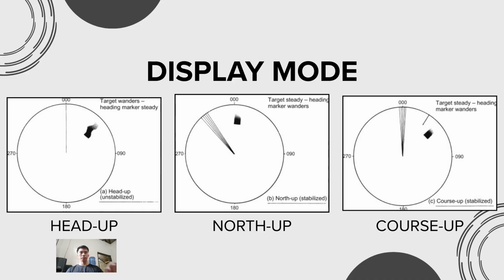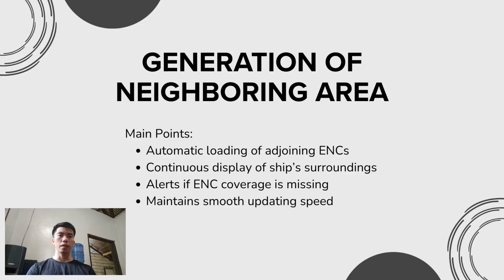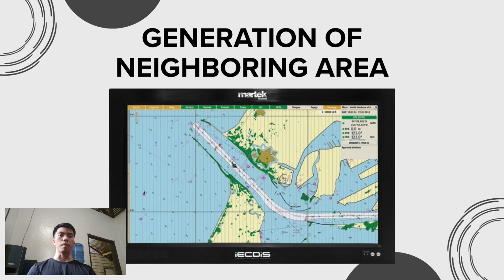So next is the generation of neighboring area. Here are the main points of the generation of neighboring area. Automatic loading of adjoining ENCs, continuous display of ship surroundings, alerts if electronic navigational chart coverage is missing, and lastly, maintain smooth update speed. So here is an example, a visual aid of generation of neighboring area.